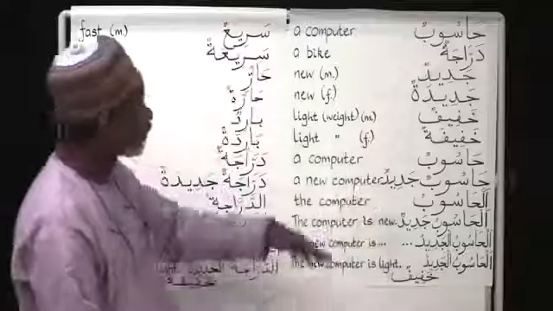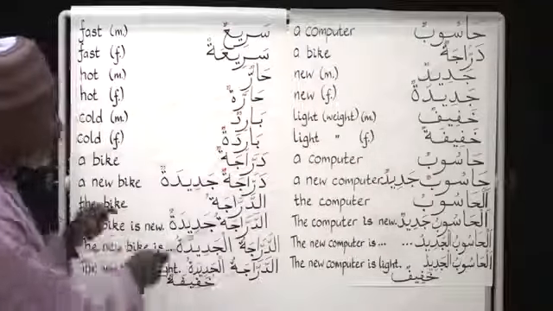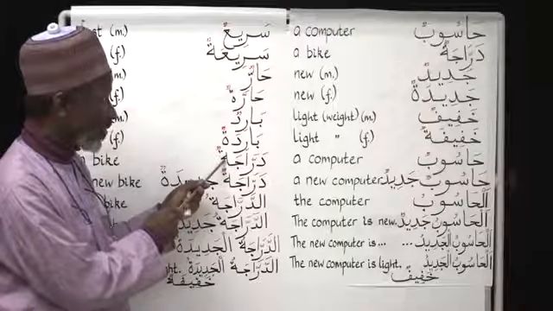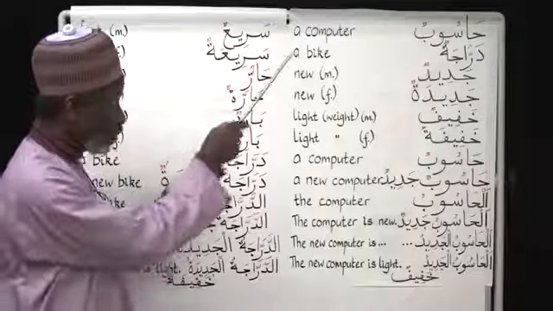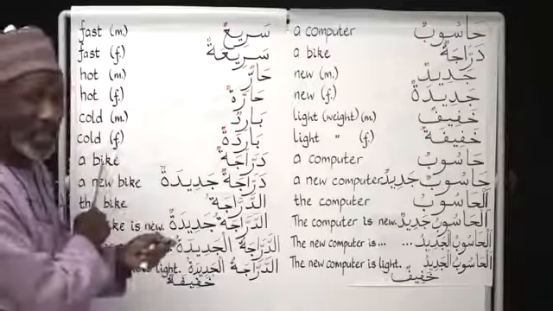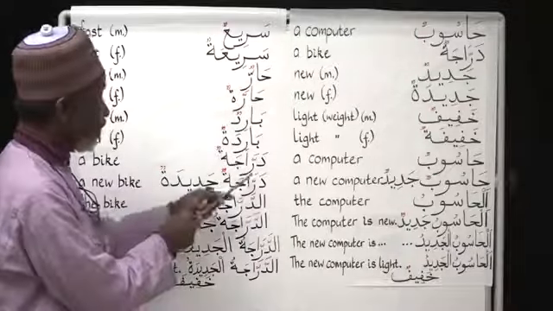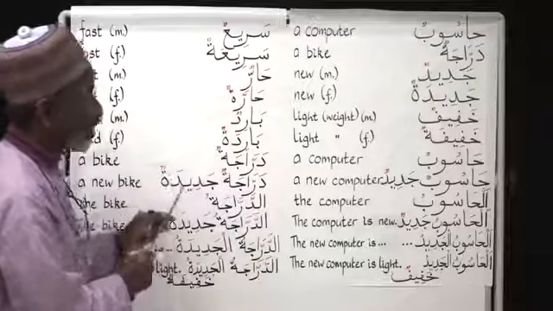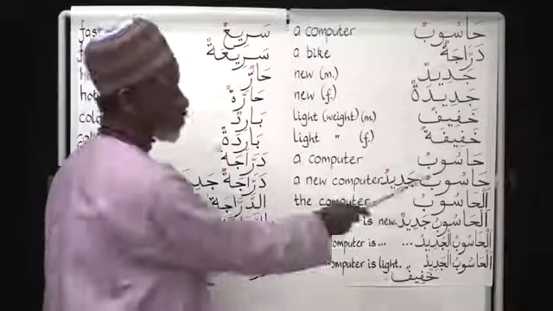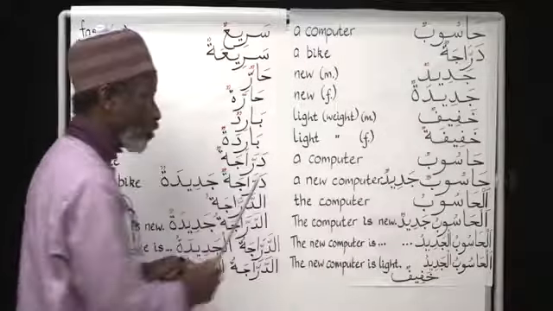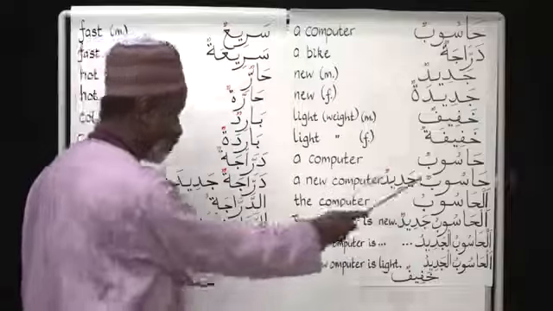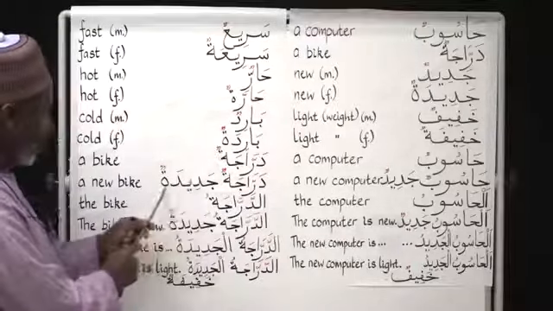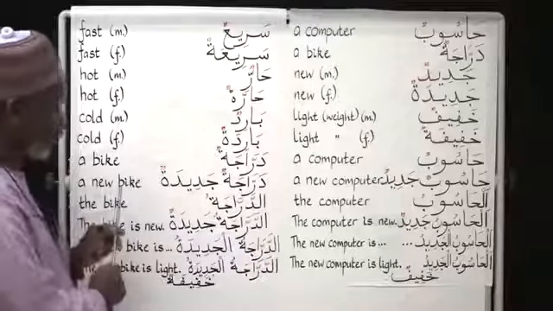Right, one more time. Hasubun is the equivalent of darajatun here. So this is feminine: darajatun, a bike. Darajatun jadidatun is equivalent to hasubun jadidun. That's masculine, a new computer. The female version is darajatun jadidatun, a new bike.